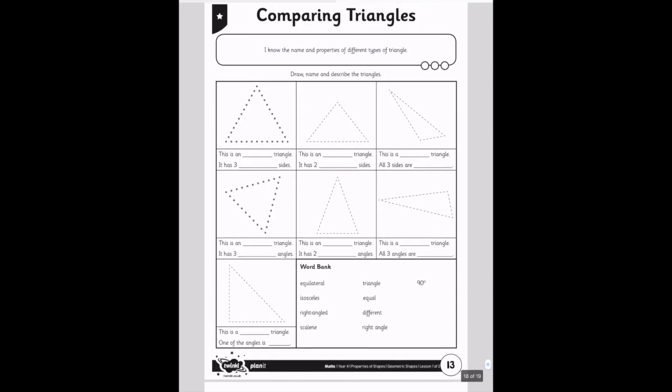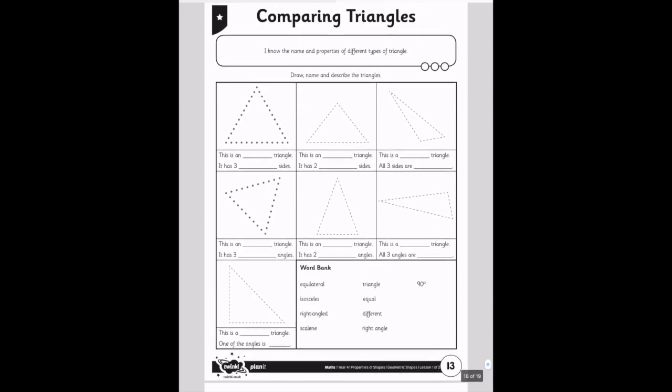Okay, so on this next part, what you need to do is write the name of the triangle. What type of triangle is shown? Write it on the line, okay? On the next page, you're going to be, again, describing, drawing, and naming the triangles. So I'd like you to trace over the lines to practice drawing the triangles, and write down the name of the triangle. What type of triangle is it? And fill in the blanks, okay?